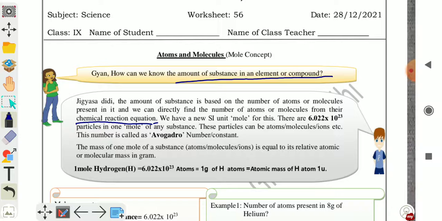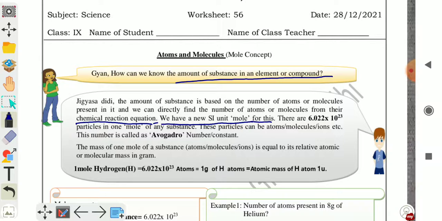We have a new SI unit, mole, for this. We have a new SI unit for number of atoms and number of molecules. To find out the number of atoms and molecules, the SI unit mole is used.